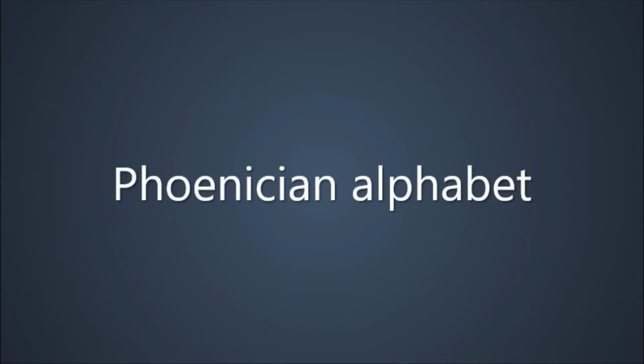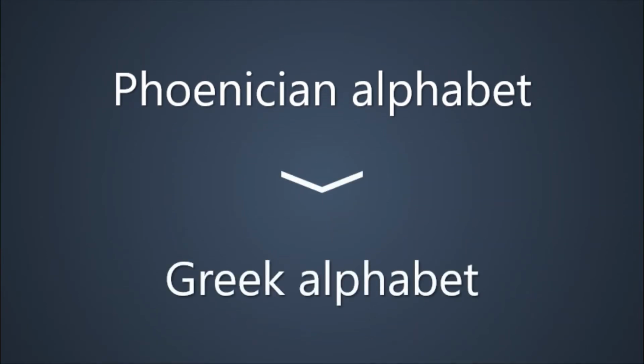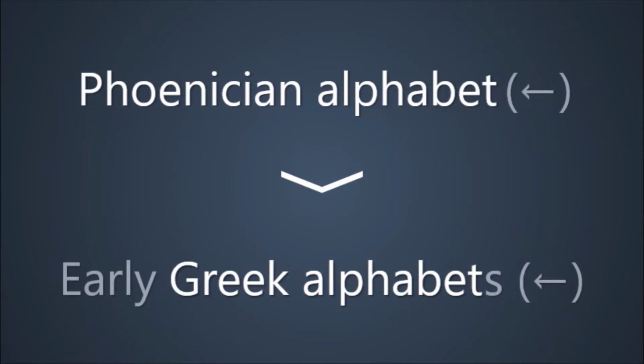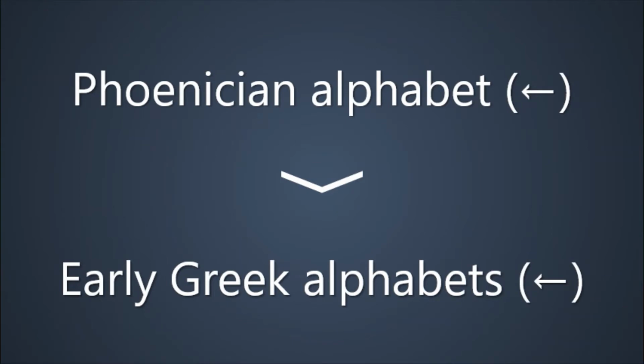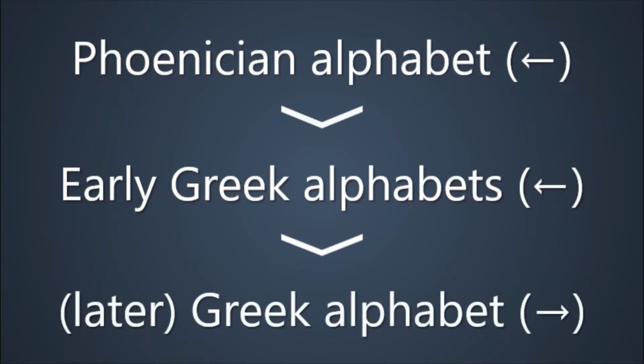The ancestor of all those alphabets is the Phoenician alphabet. The third letter of this alphabet was Gimel, which looked like this and had a G sound. The Greek alphabet developed from the Phoenician alphabet, and in its early stages had many different local variants. Some early ones, like the Phoenician alphabet, were written from right to left, but later, writing left to right, like we do in English, became the standard.